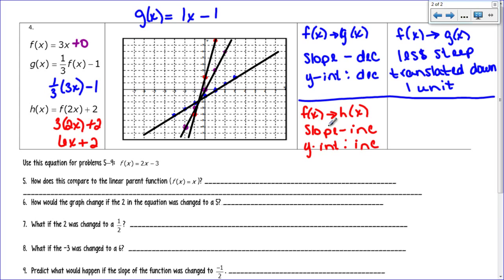And so the changes that occur because of that, it becomes more steep, it's steeper, and it's translated up 2 units. That's an A.